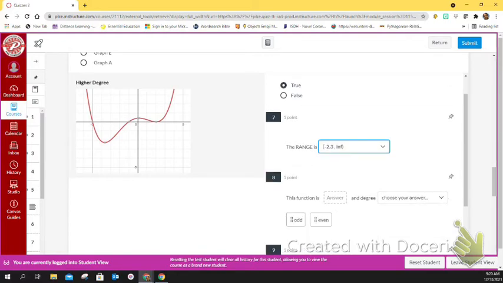Do you think this is even or odd based on the behavior? Even, because both sides are going up, doing the same thing. So this is an even degree.